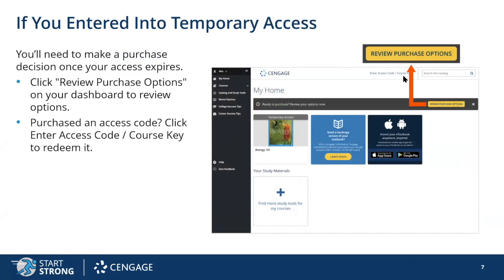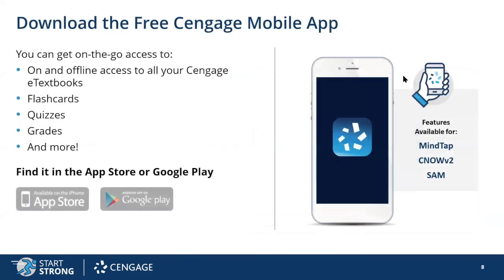If you entered into temporary access, you will need to make a purchase decision in about 2 weeks. You can usually find the button that you need to click to put in your access code on your home page. Once you've already got registered and everything, it should be on your home page for that. And we also offer a free mobile app that gives you access to all of the same things that you would have on your computer or your laptop.